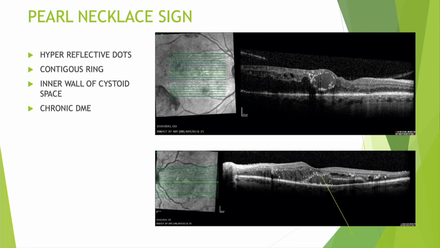In a long-standing edema, you can have a pearl necklace sign, which is the arrangement of hyperreflective dots in a linear pattern on the inner wall of the cystoid space, and usually they leave behind visible hard exudates and rarely disappear completely. When subfoveal in location, they are associated with a poor prognosis.